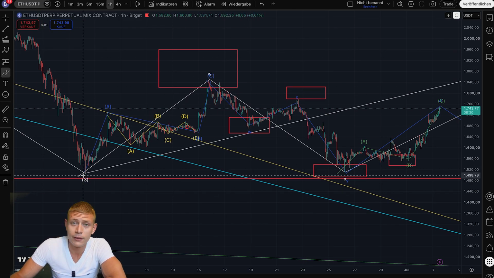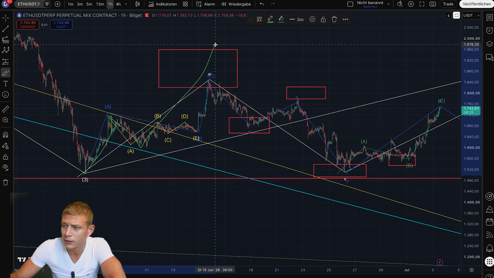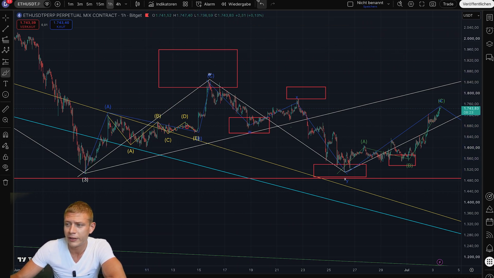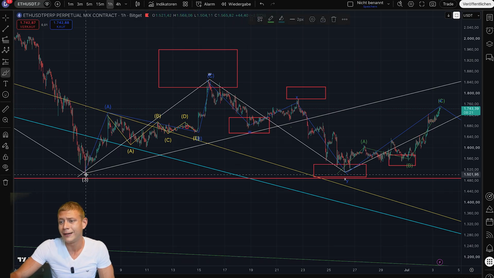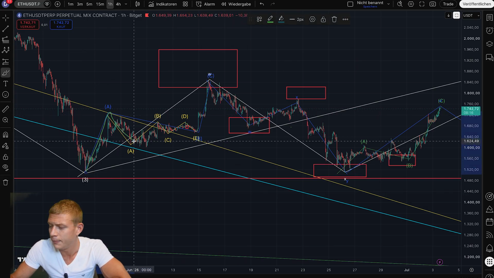So let's assume this would have been a 1-2 already here. Then the 3 would have shot way over the target region, and the 4 and the 5. So based on only a 5-wave move and a 3-wave move, you cannot say if it's going to be a 1, 2, 3, 4, 5 or an ABC.